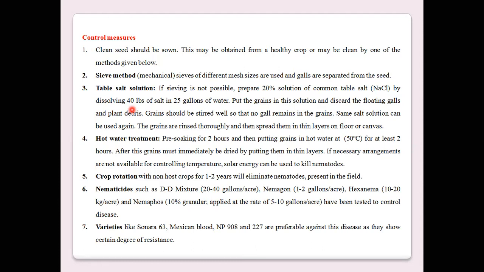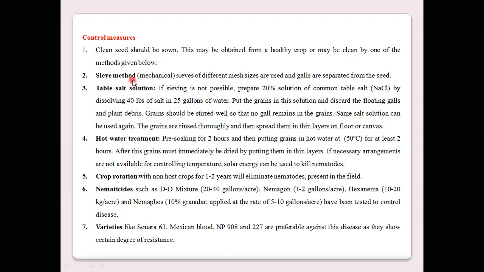So you can easily differentiate or separate the infected seeds and other seeds by using the sieve method. Just take the seeds and sieve them. With different mesh sizes, you can easily separate the infected seeds and healthy seeds. The healthy seeds are collected from the sieves and used for planting purposes.